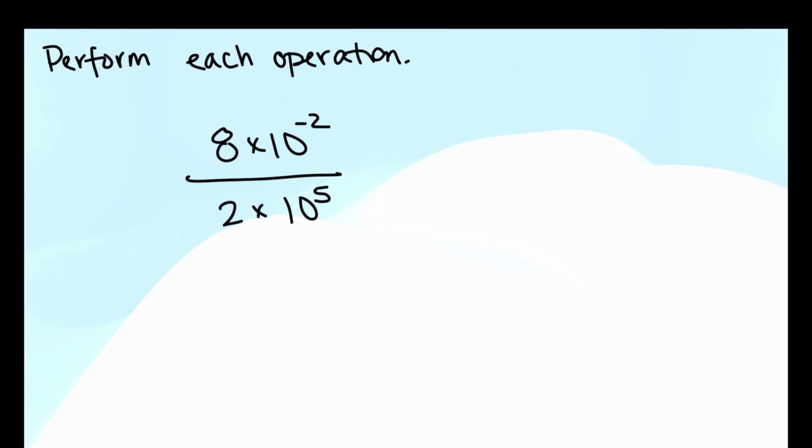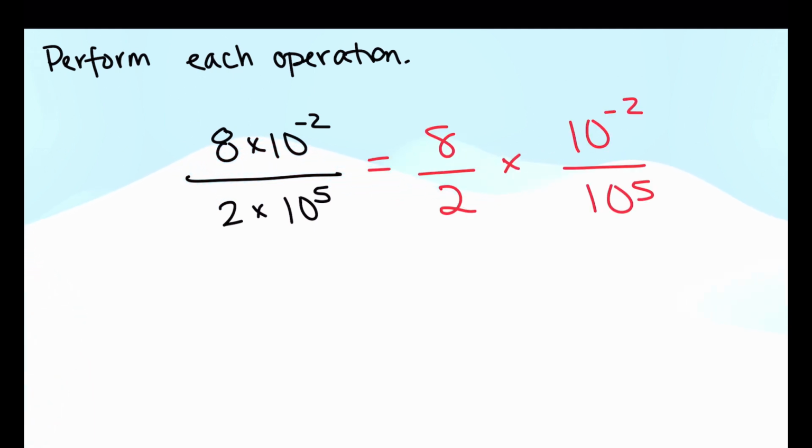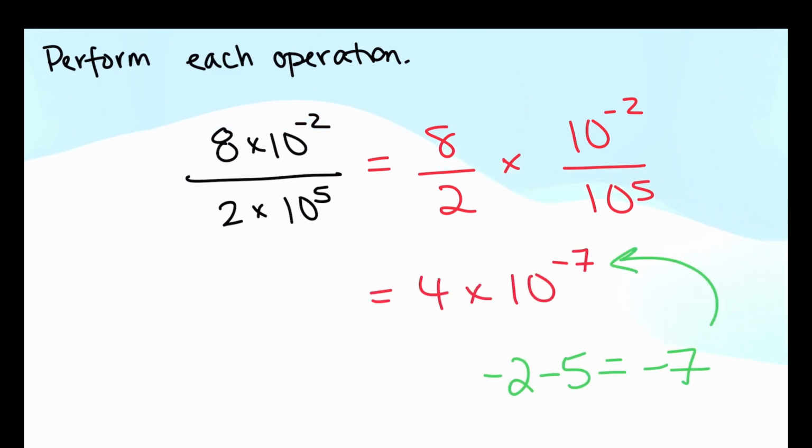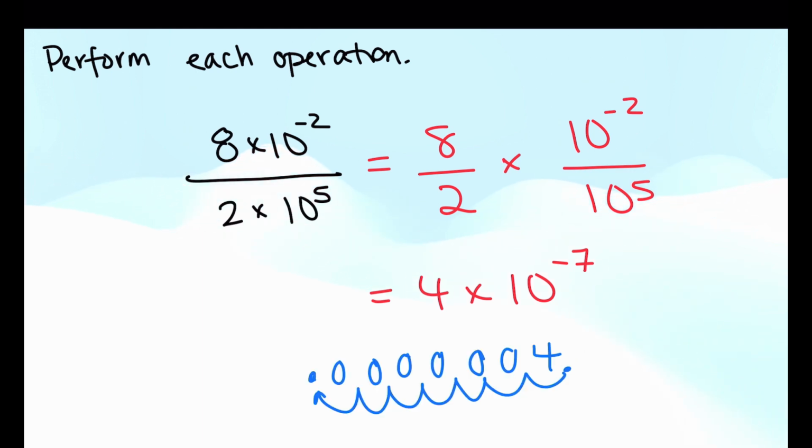We can do division problems in scientific notation as well. 8 times 10 to the negative 2 divided by 2 times 10 to the 5th. I'll do the 8 divided by 2 first, and then deal with the powers of 10. 8 divided by 2 is 4. 10 to the negative 2 divided by 10 to the 5th, we subtract the exponents. Negative 2 minus 5 is negative 7. And so there's my answer in scientific notation. 4 times 10 to the negative 7.